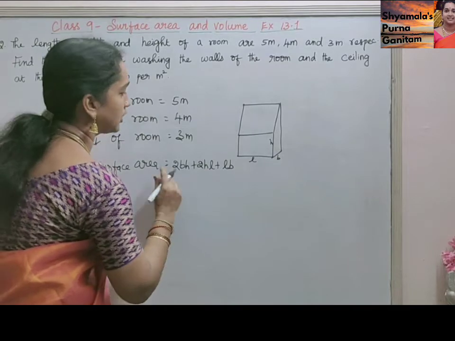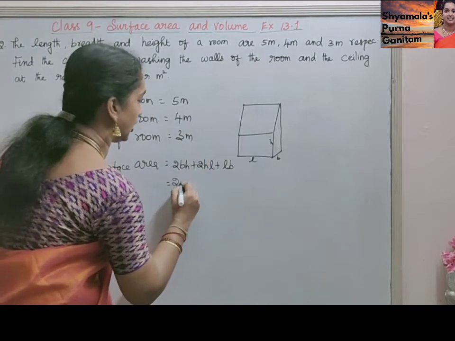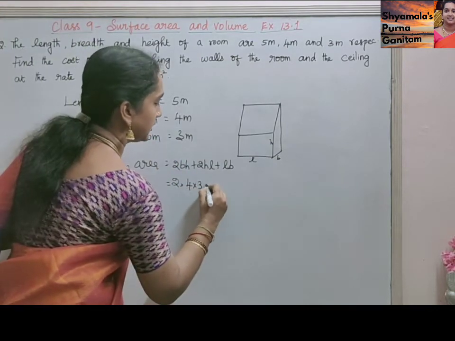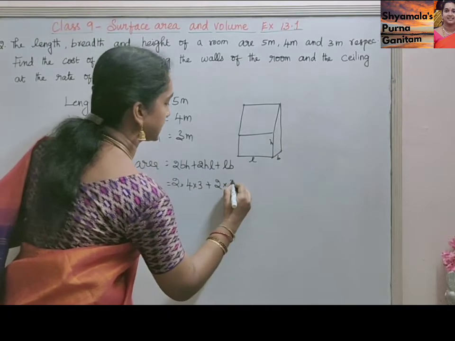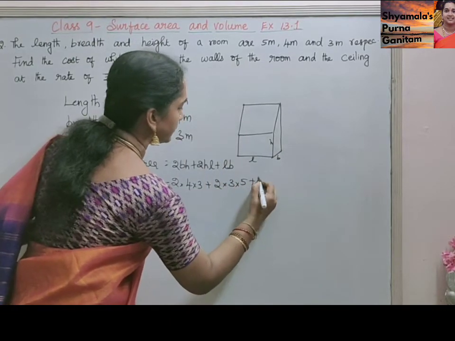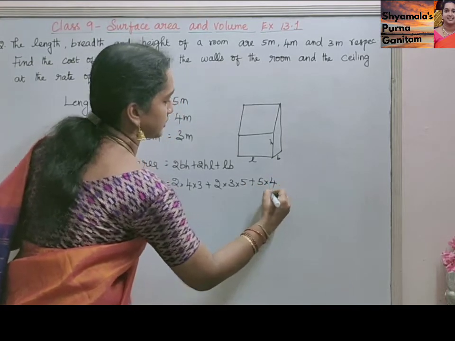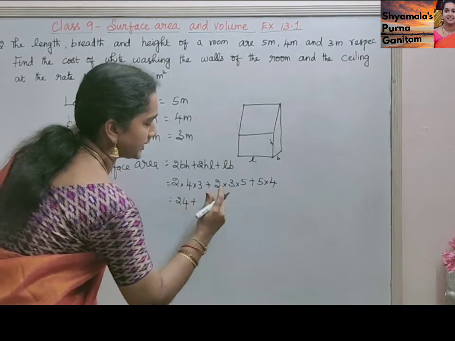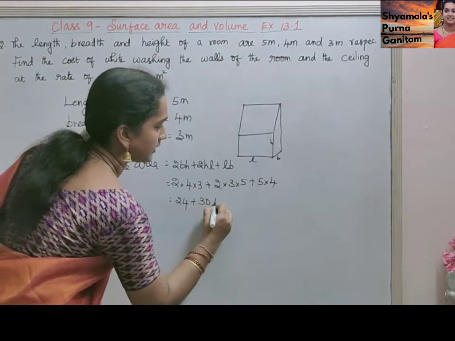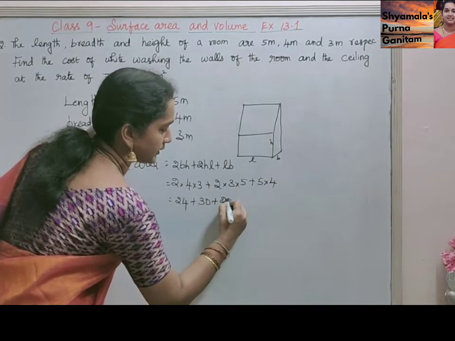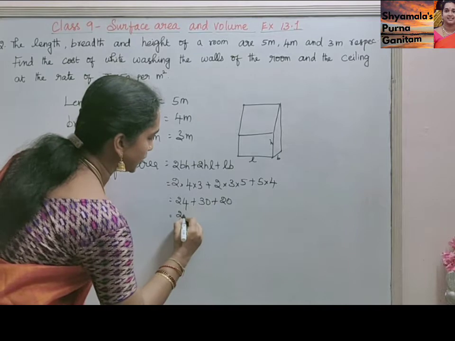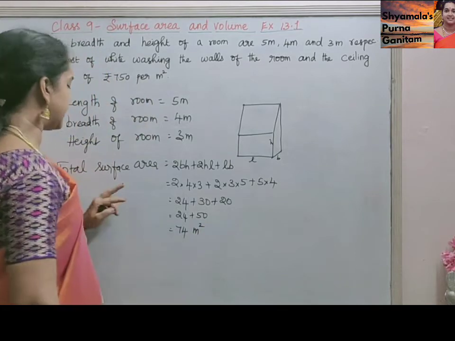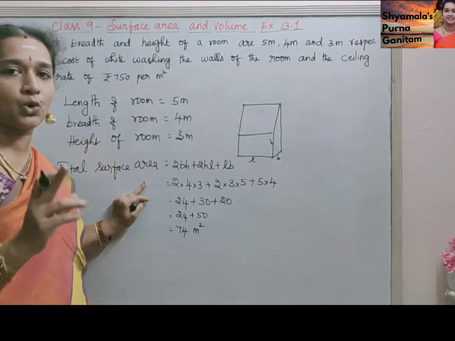So now we will substitute the length, breadth, height values and simplify it. So 2 into breadth, which is 4, height is 3, plus 2 into height, which is 3, and length is 5, plus length is 5 and breadth is 4. So 2 4s are 8, 8 3s are 24, plus 5 2s are 10, 10 3s are 30, plus 5 4s are 20. So when we add 24 plus 50, it will be 74. So 74 meter square is the total surface area of the 4 walls and the ceiling.